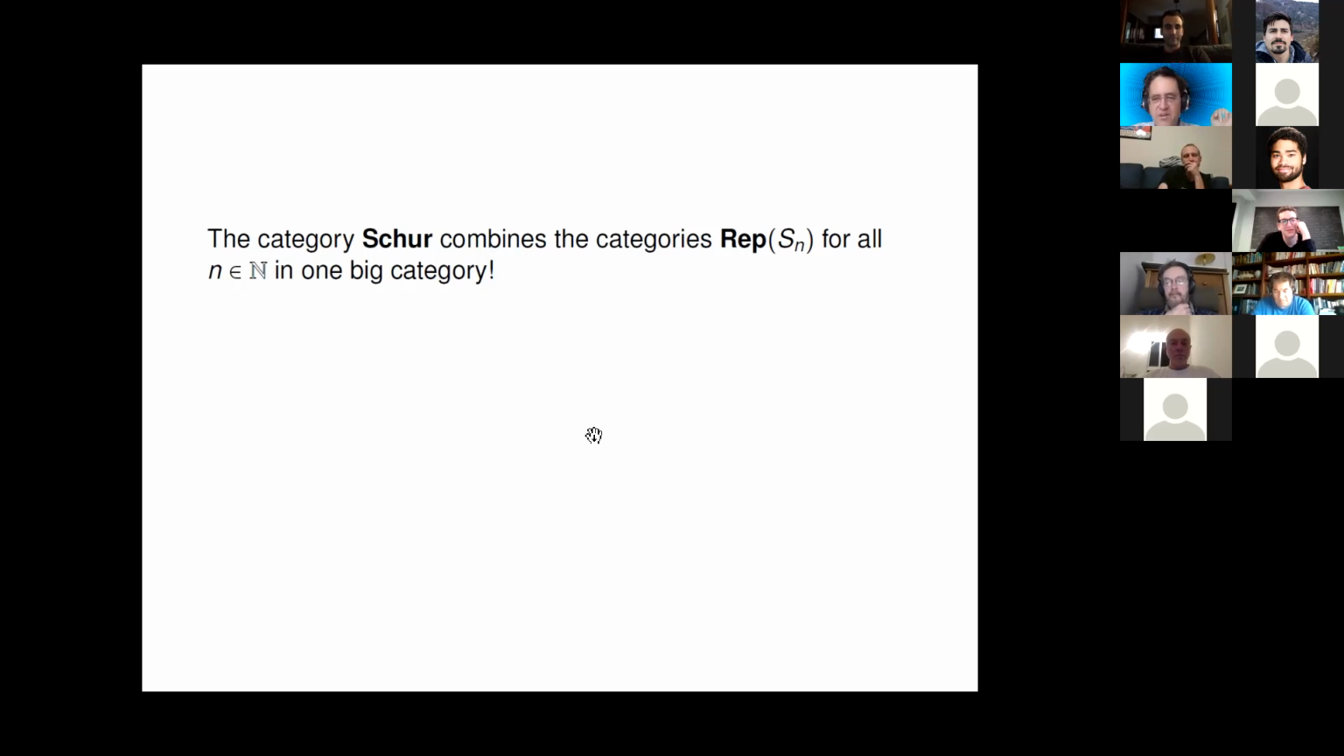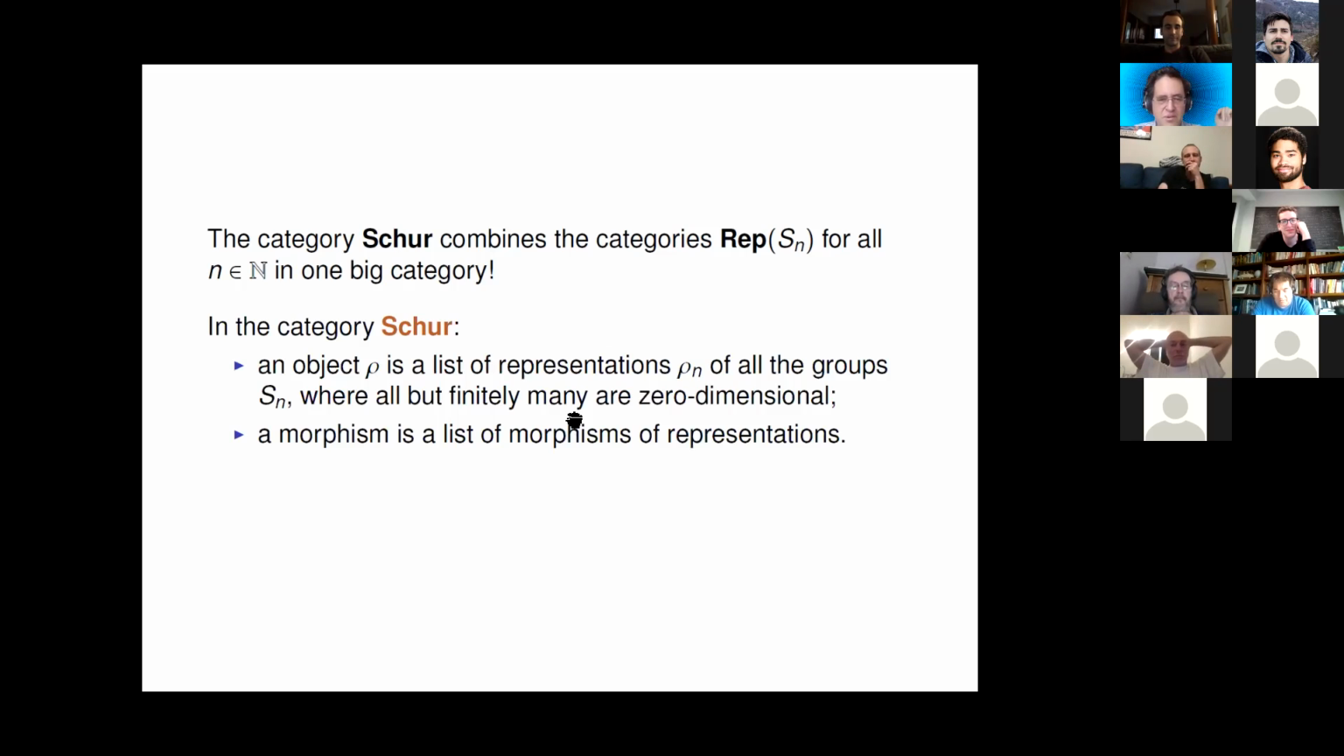So the category Schur is going to combine these categories of representations of all the symmetric groups in one big fat category, and it's going to do it in a pretty simple way. An object of Schur is just going to be a list of representations of all the groups S_n: rho 0, rho 1, rho 2, and so on. But to keep things finite, we'll say that all but finitely many of these representations rho n will be 0-dimensional. So the total dimension of all these representations is finite. And then a morphism between such things is just a list of morphisms of representations, between the first one, the second one, the third one, and so on.